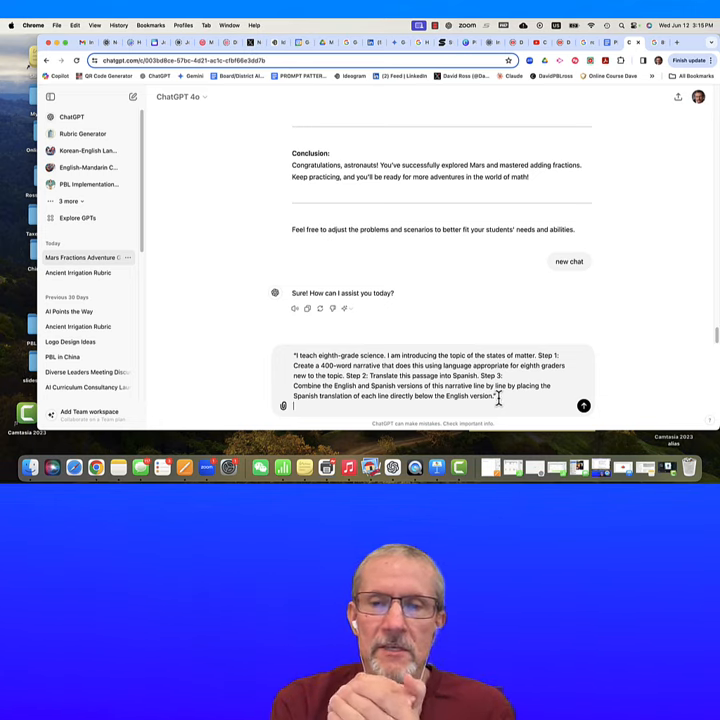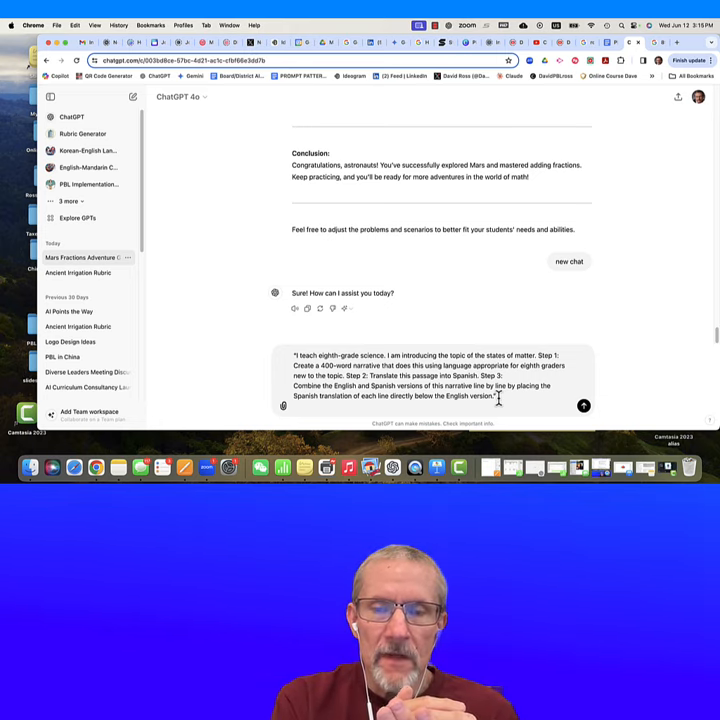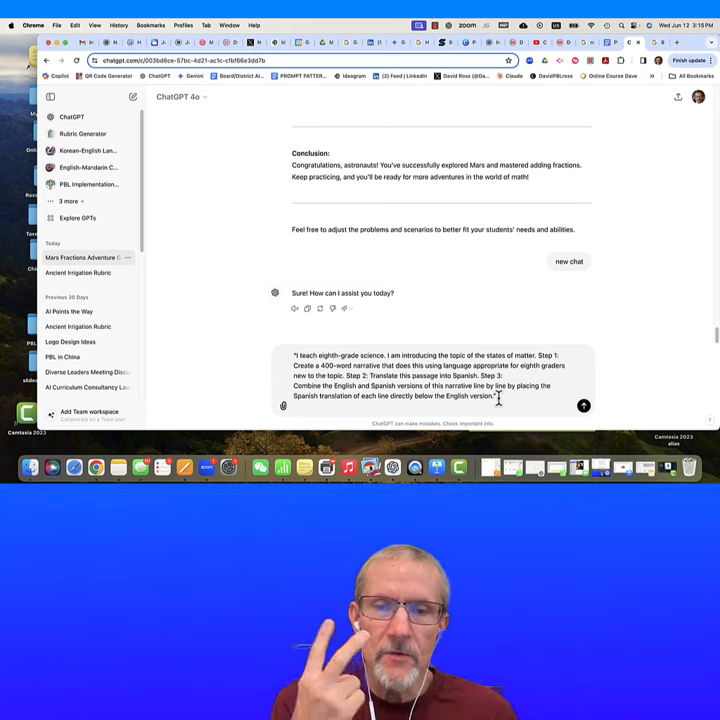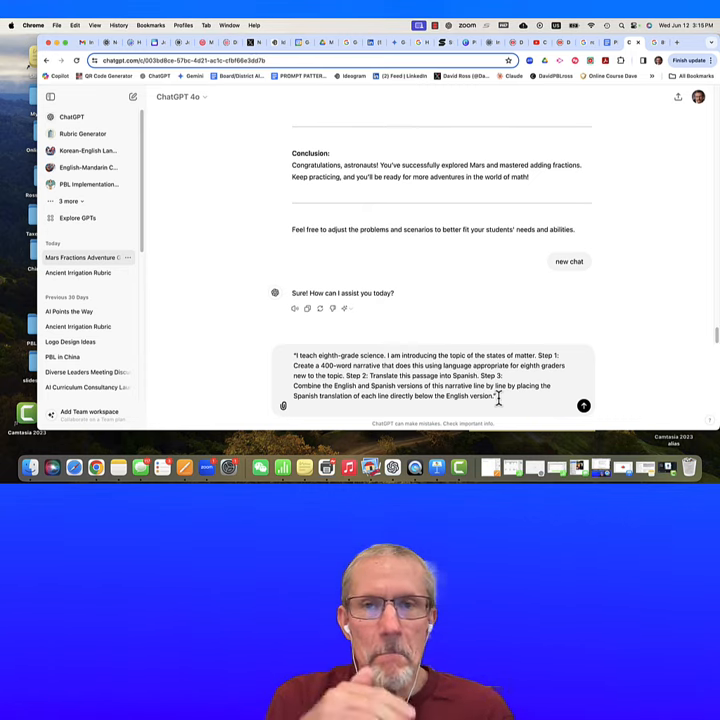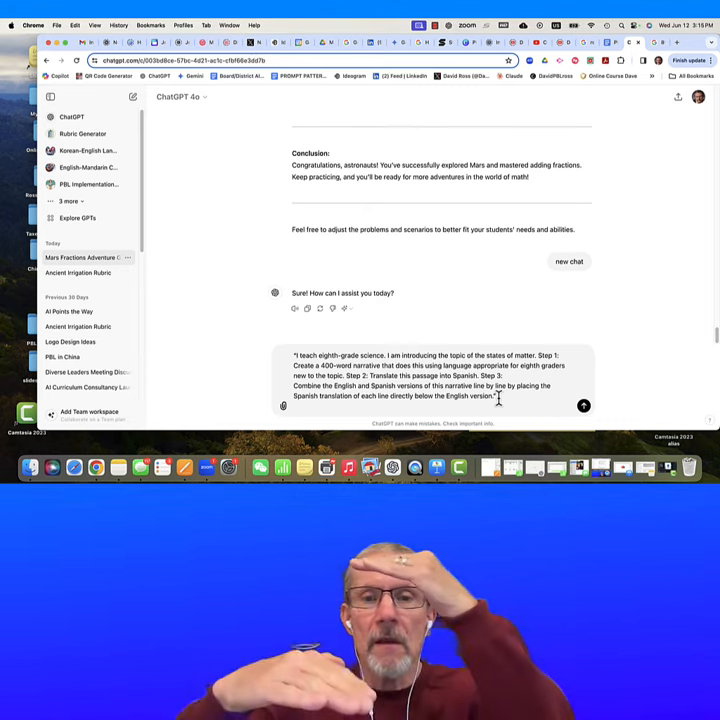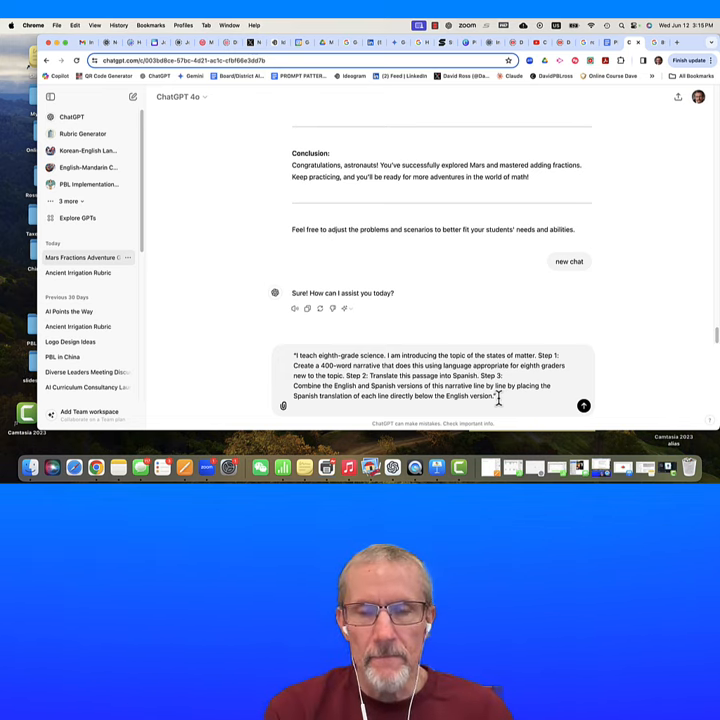So I've given it a sequential order of directions. Write a 400-word narrative, introduction to states of matter. Step 2, translate this into Spanish. Step 3, combine the two line by line, one on top of the other. Let's see how it does.